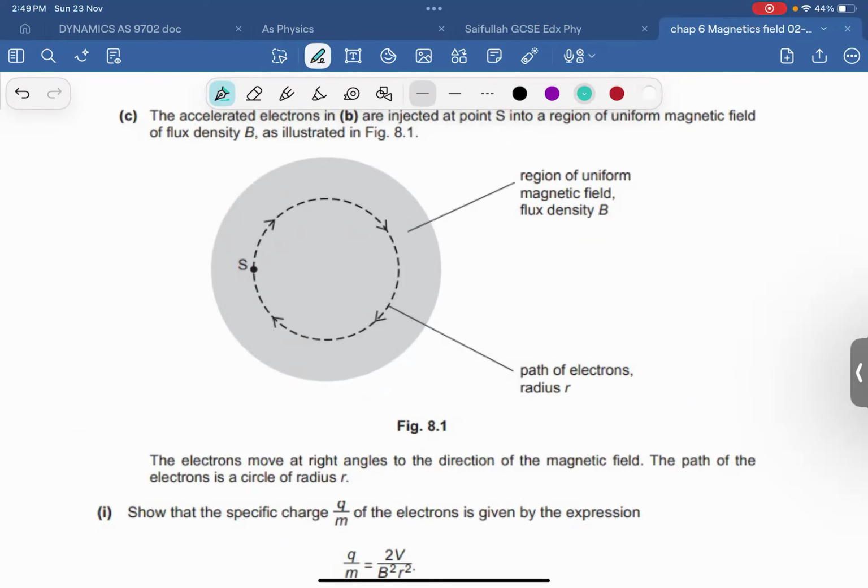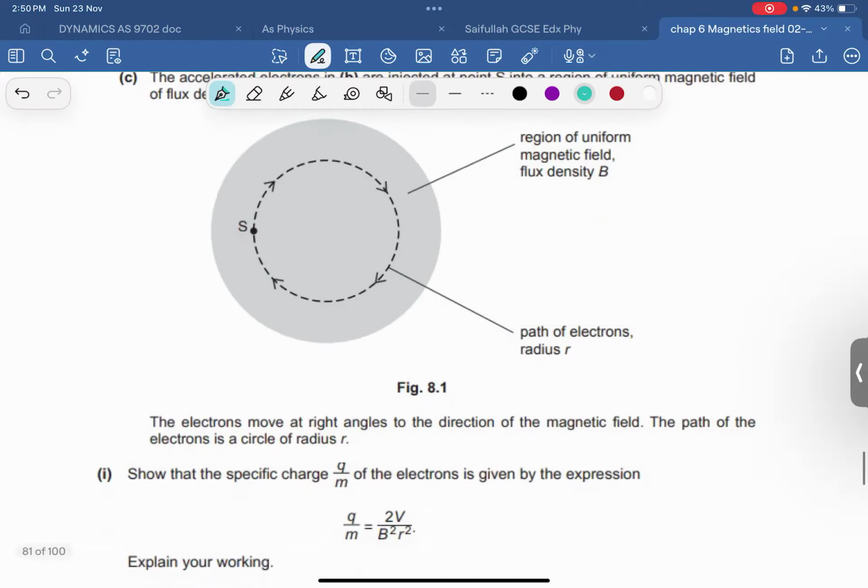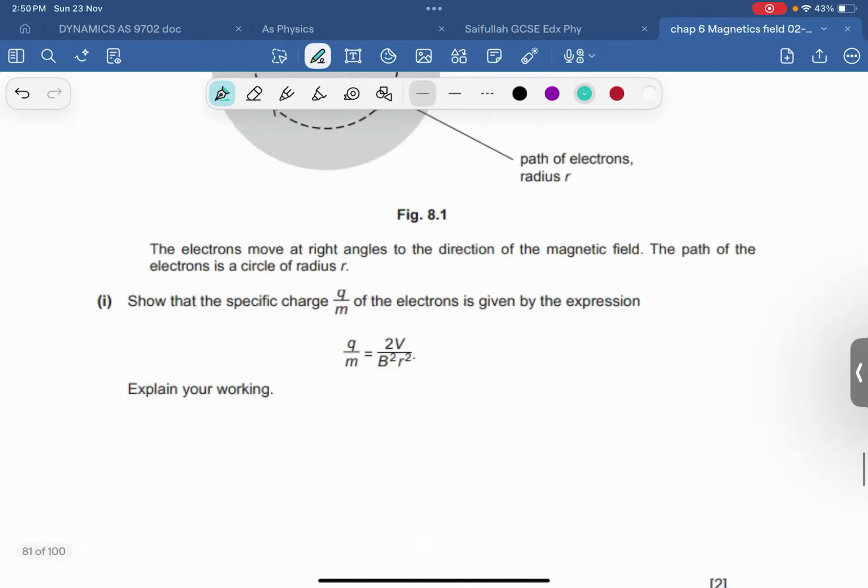The accelerated electrons in B are injected at a point S into a region of uniform magnetic field of flux density B. So flux density, yeah, it's basically magnetic field. The electrons move at right angles to the direction of the magnetic field. The path of the electrons is a circle of radius r. Show that the specific charge q upon m of the electrons is given by the expression q upon m is equal to 2v over B squared r squared. Explain your work.